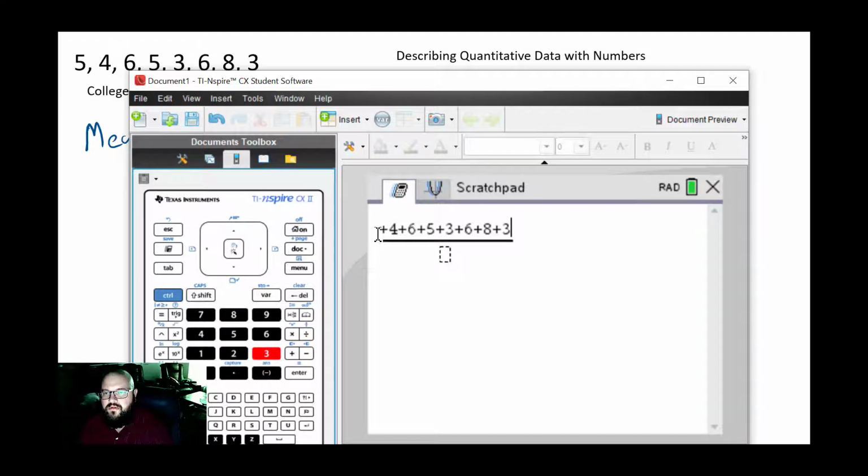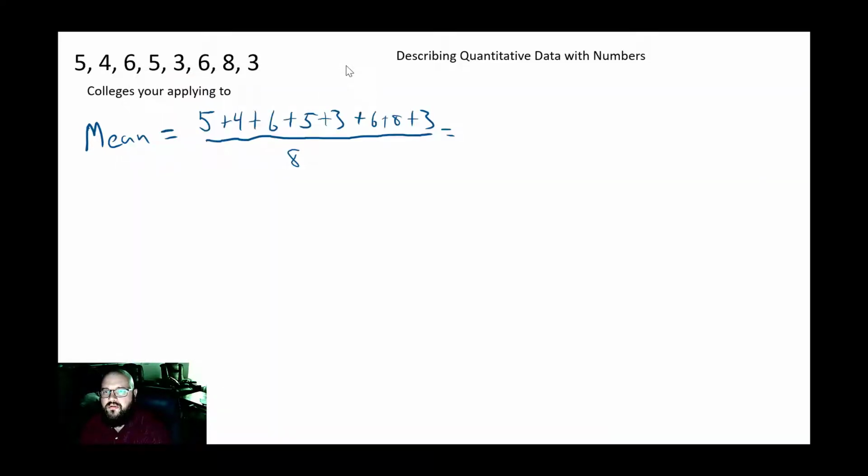Alright, so let's get this over here. The numbers are 5, 5, 4, 6, 5, 3, 6, 8, 3. And then for our bottom number, we said there were 8 numbers altogether. That gives us the number 5. So for the mean, we got a value of 5.